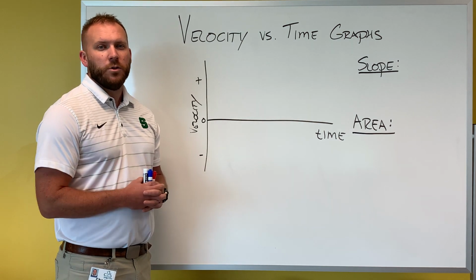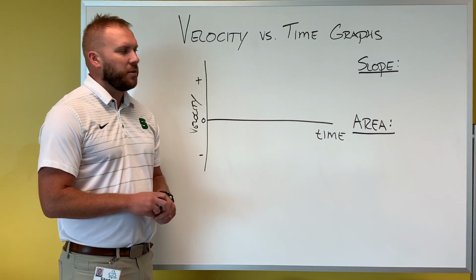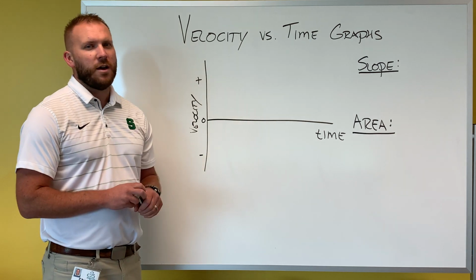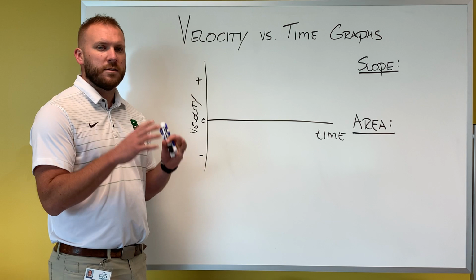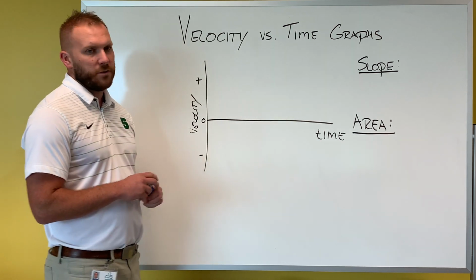All right, so now we're going to look at velocity time graphs. And velocity time graphs are typically the ones that are going to cause people some issues. So let's break it down and understand what different graphs are going to look like on a velocity time graph.